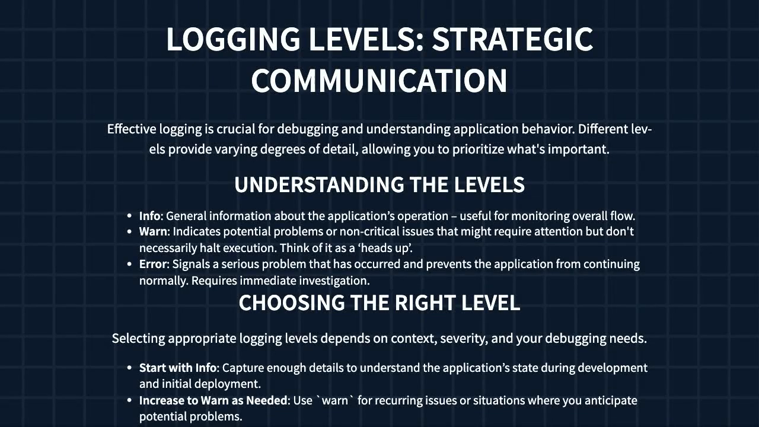Okay, let's talk about logging levels. Think of them as different ways to communicate with yourself and potentially other developers when something happens in your code. You've got info, which is just general information, like the user logged in. Then you have warn, which flags potential problems. Maybe a value is out of range, but the application can still keep going. Finally, you have error, and this is where things get serious. It means something went wrong that needs immediate attention because the app can't continue without fixing it.